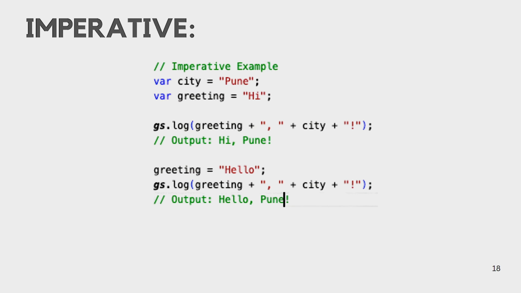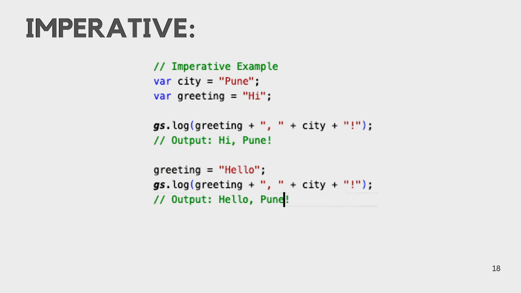So I log something to the console. I get something out. Then maybe I want to change the greeting. Let's say forget hi, remember hello, and log the concatenation again. So we get hello Pune. Anyway, it's not functional. Okay, we are not defining any functions here. We are using the gs.log function, but as we said, that's already a kind of not very pure function.